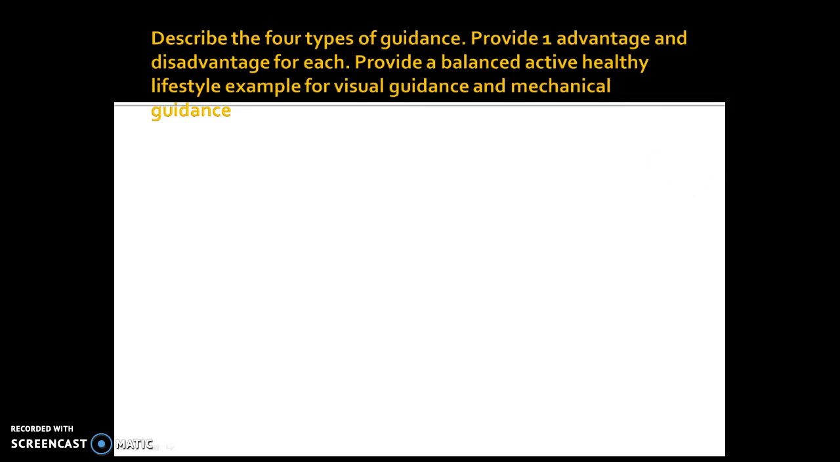Next question: four types of guidance then. So we've looked at these a lot, but we haven't looked at these much at all recently. So, four types of guidance. You need to provide one advantage, one disadvantage for each, and then you need to provide a balanced, active, healthy lifestyle example for visual and mechanical guidance.